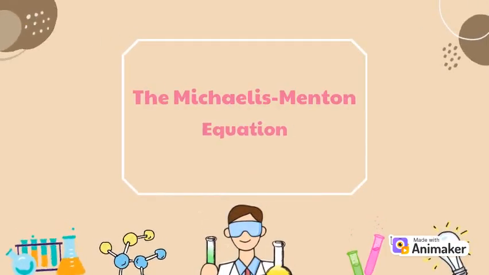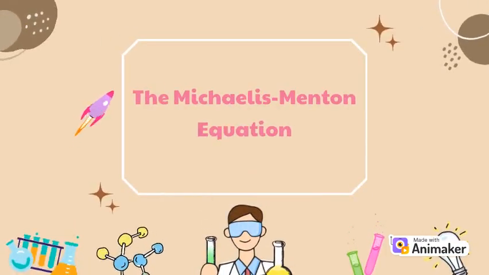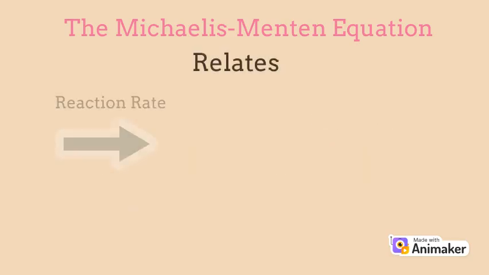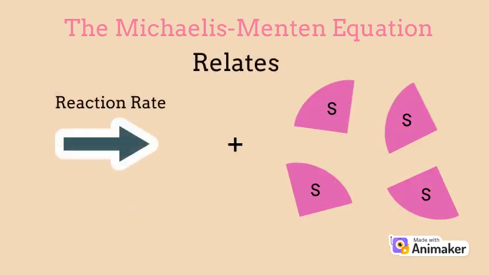The Michaelis-Menten equation. The Michaelis-Menten equation describes the rate of enzymatic reactions. It relates the reaction rate to the concentration of substrate.